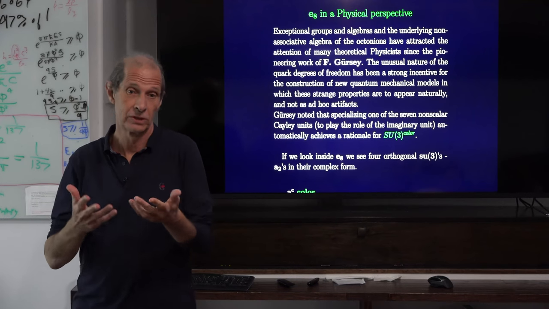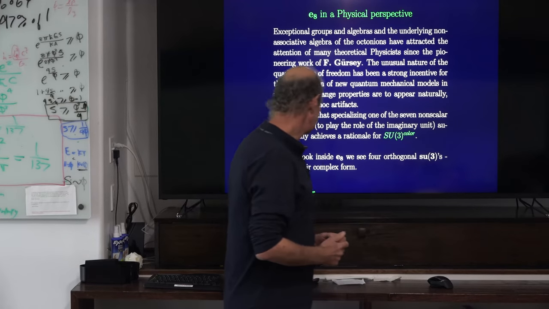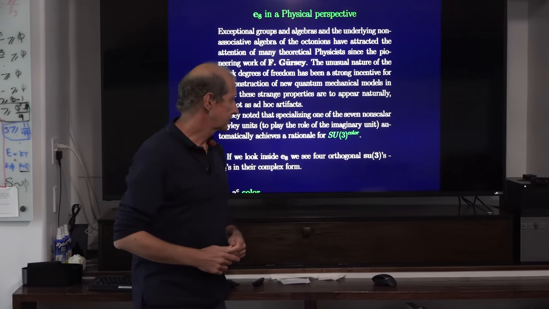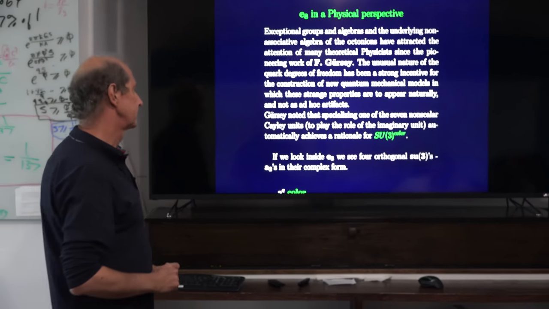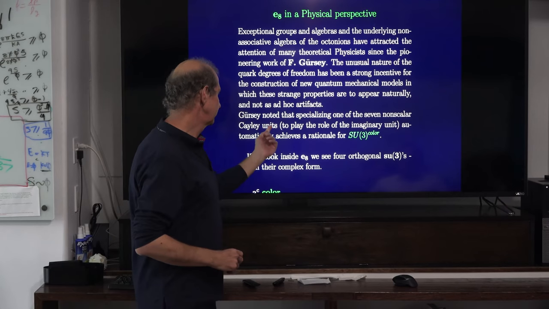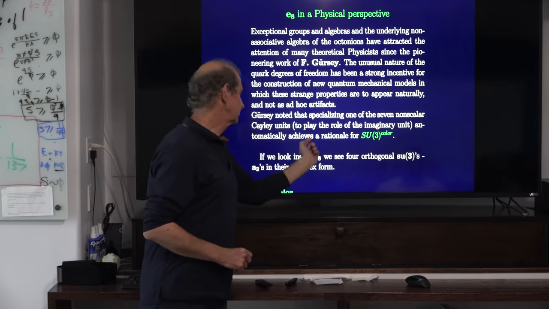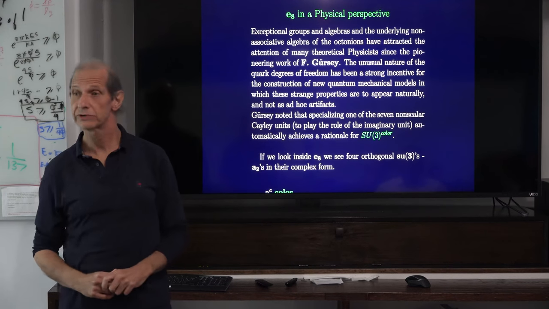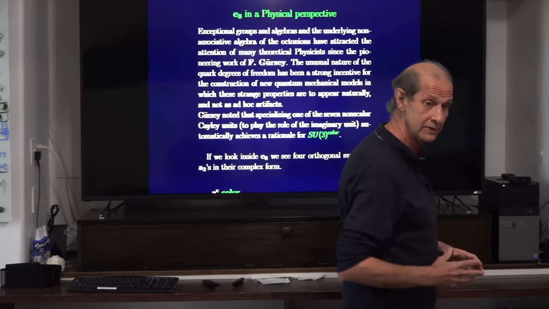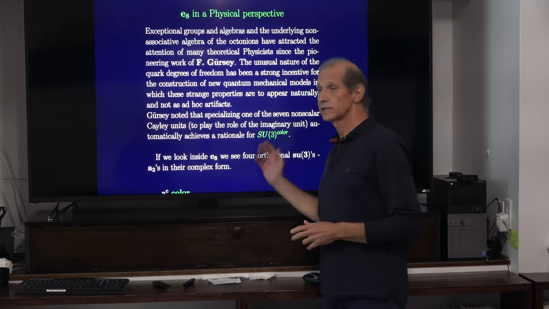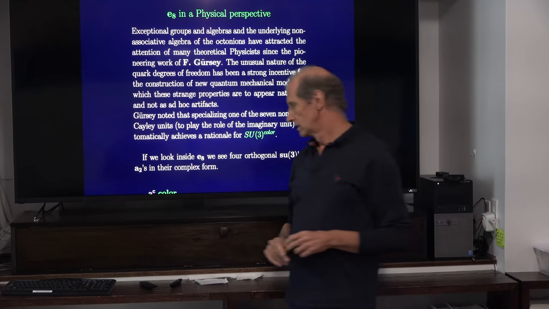And what he noticed is a well-known fact algebraically about the octonions: if you think of the derivations of the octonions, or the automorphism group of the octonions, G2, if you specialize one imaginary unit of the octonions, you get a rationale for SU(3). And thinking of the strange properties of the octonions, first of all non-associativity, Gursey was looking at that SU(3) as an SU(3) color.